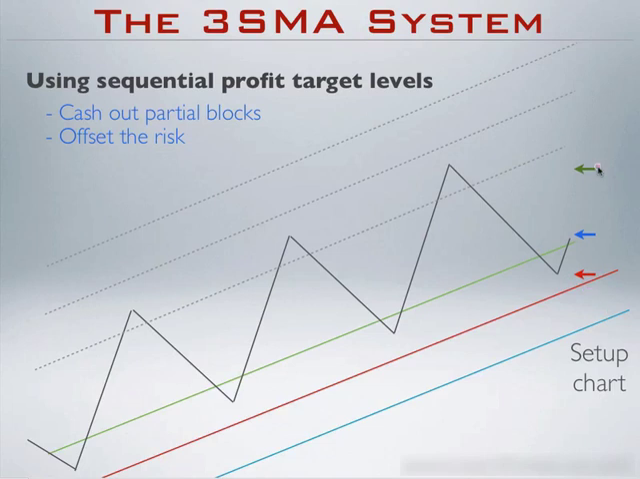Well, my first target, or the first level at which I exit a portion of the trade, is always related to the previous swing high. That's the previous swing high there. So I simply extend that level and I exit a few pips before reaching that swing high.